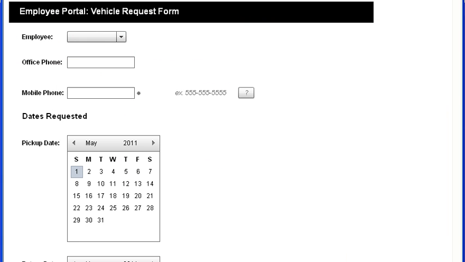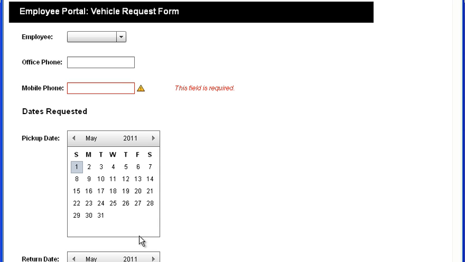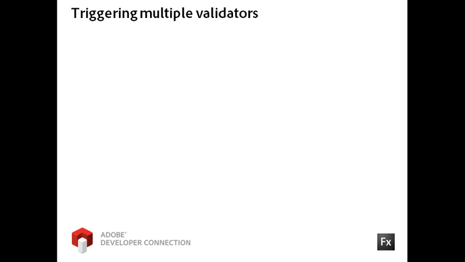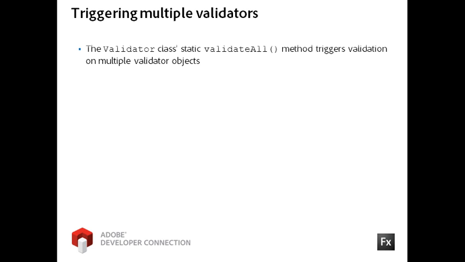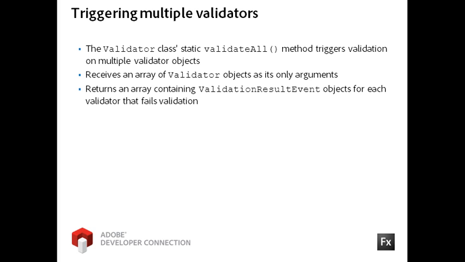When I click on the submit button, the validation on the mobile phone text input control runs exactly the same as it did before. I have been validating the mobile phone form field, but there is another field that also needs to be validated. I can use the validator class's static validateAll method to trigger validation on multiple validator objects at the same time. I will pass an array of validator instances to the method as its only argument, and I will receive back an array of validation result event objects, one for each validator that fails validation. If the returned array has a length of 0, then validation has been successful.